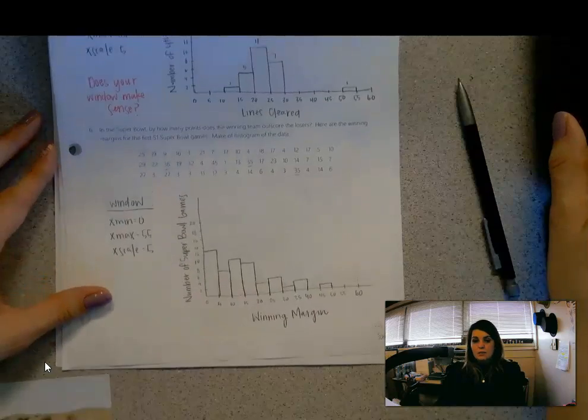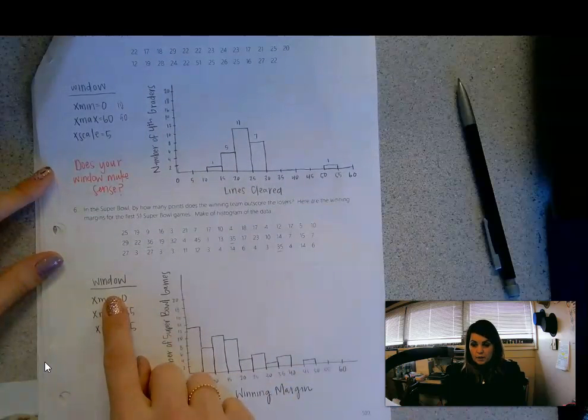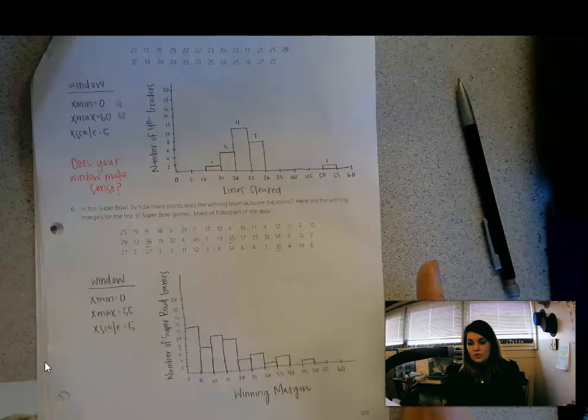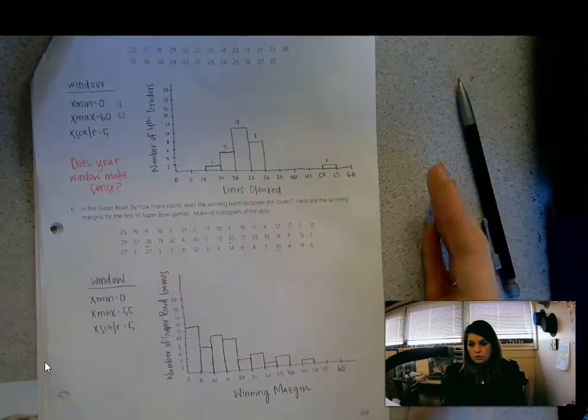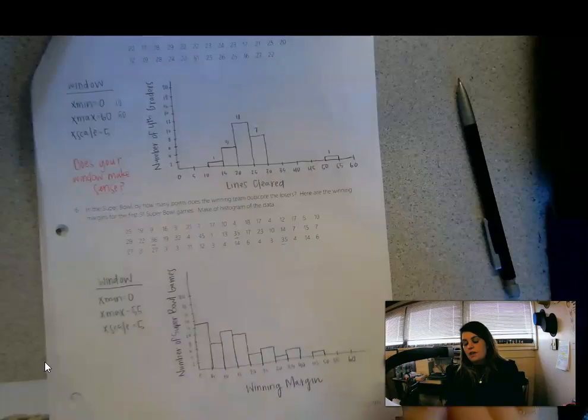So, biggest takeaways from the histograms. Label your axes. It's always best to include your window. I don't mark you wrong if you don't. It just makes it a whole lot easier to grade. And try to adjust your scale so that it's not going from 4 to 52. You want to go from 0 to 50 or 0 to 55.